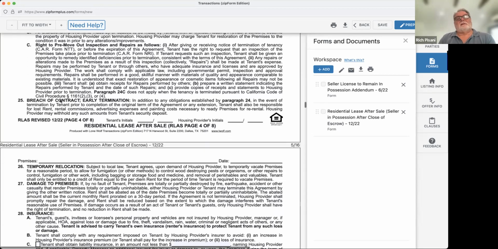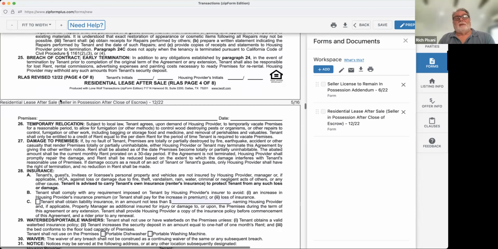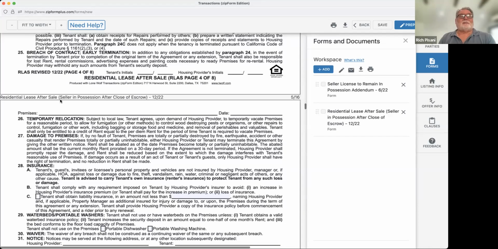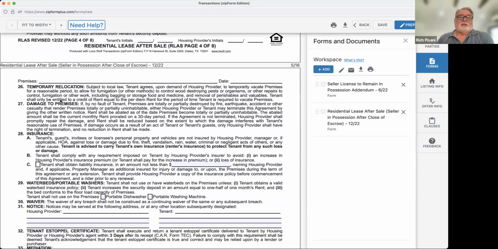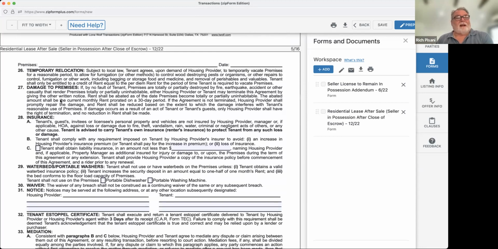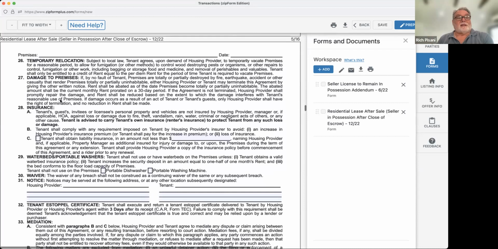Early termination. Just like any lease, they're responsible for the whole term of the lease. If they decide to move out early, they still owe that money, so they could be taken to court. Damage to the property, obviously they're responsible for damage, and it could be deducted from the security deposit.